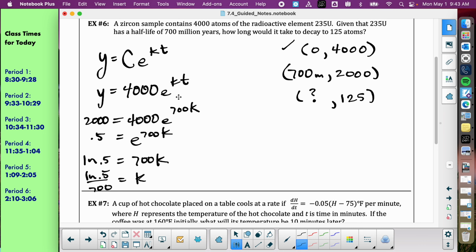And then once you plug in k, you just plug 125 in place of y to figure out the t value. Yeah, it is 700 million. When we're done, our answer is going to be in millions. So if you want to write it out fully as 700 billion, you can. If you want to let that number stand for millions, you can. However you set it up is how the answer would be interpreted.